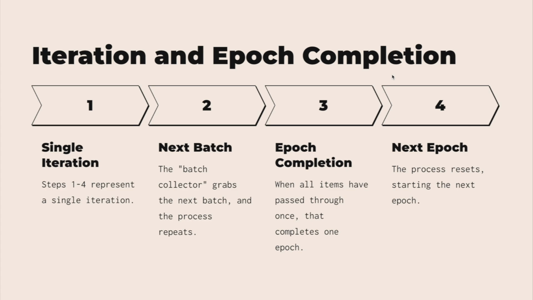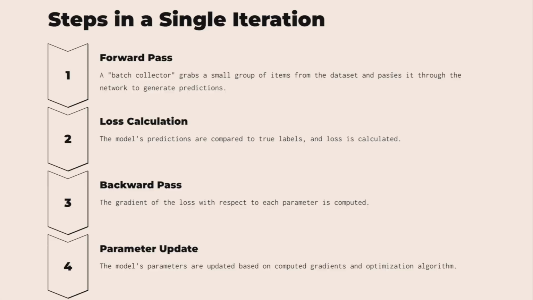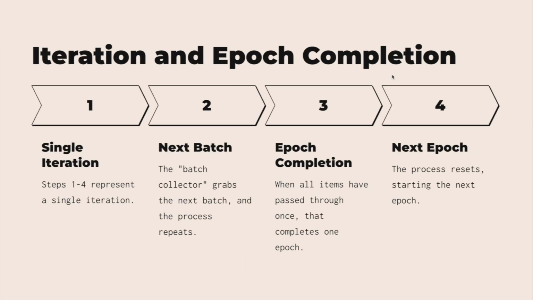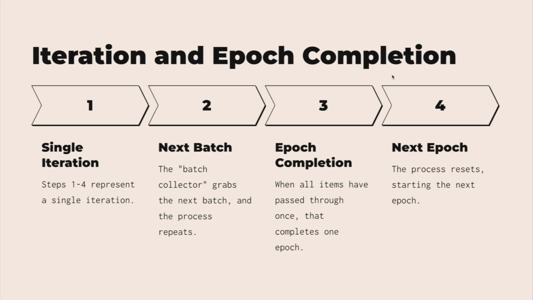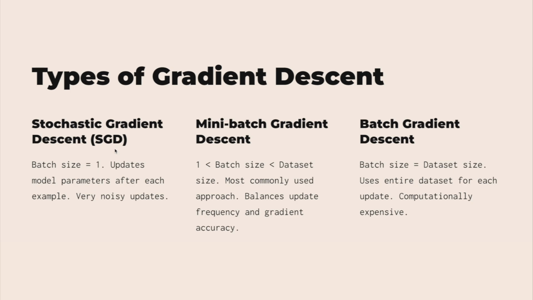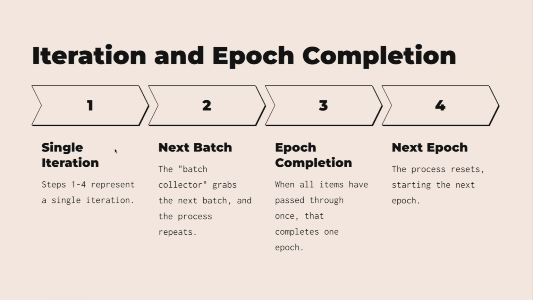So steps 1 to 4 here represent a single iteration, right? It's the forward pass, the loss calculation, the backward pass, and the parameter update. And then the next batch goes and the process repeats. When all training data samples have been passed through, that completes one epoch. And then there might be more than one epoch, so the process might reset. That's basically it. That's the loop that we're talking about. We do it again for as many epochs as there are. And we will discuss the validation and evaluation metrics in the next section, which is day 6.